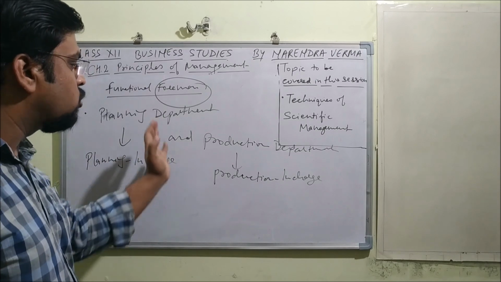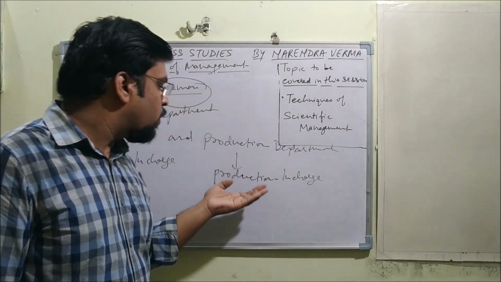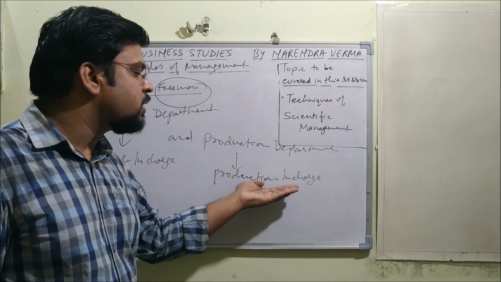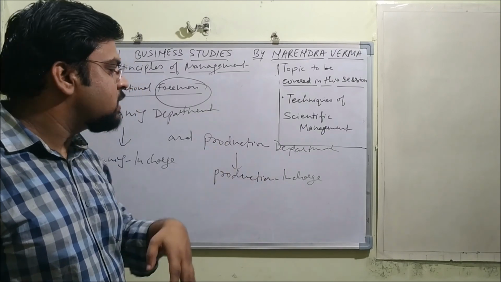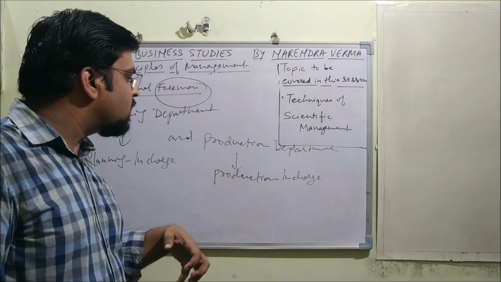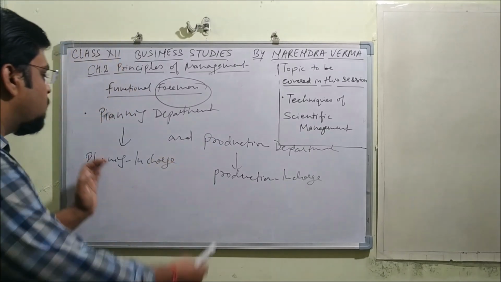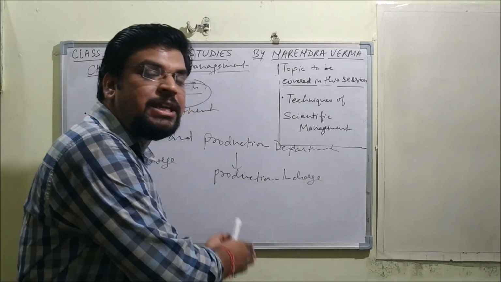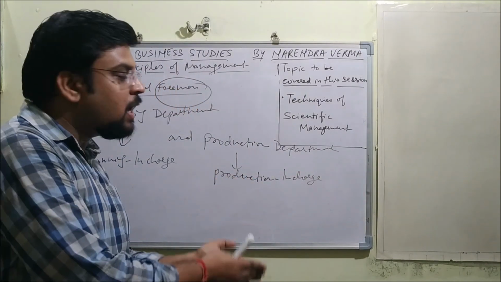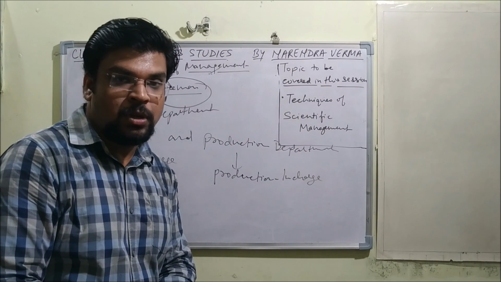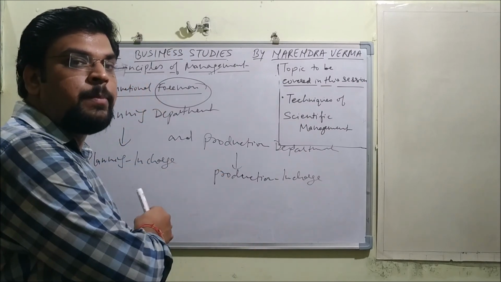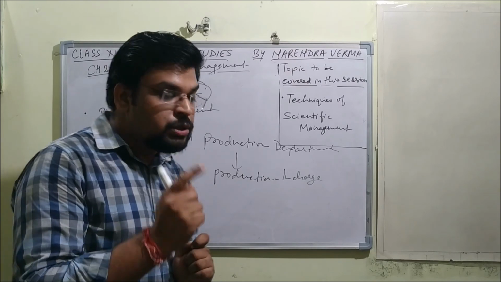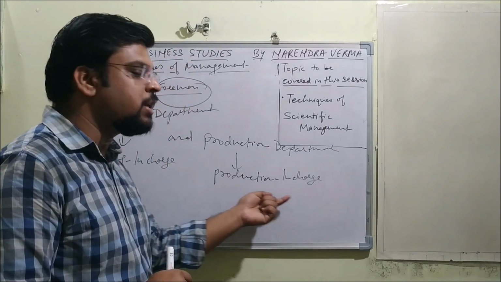Now let's talk about the production department. The production department is headed by a person known as production in-charge. And what are his duties? Whatever planning has been done in the planning department has to be executed or implemented with the same spirit. Whatever has been planned on paper has to come on the ground as well. That is the job of the production in-charge.